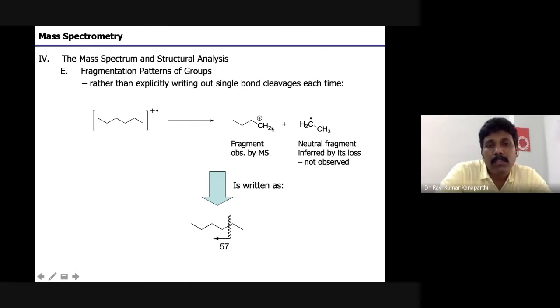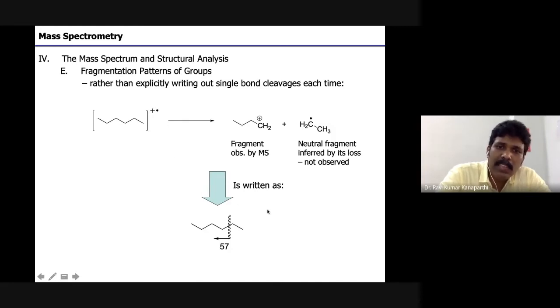So this is the way of representing fragmentation. Initially, for the molecular cations, since all of these are substituted compounds, you cannot show exactly where the positive charge is. But of course, if there is a heteroatom or a double bond, then these have to be shown precisely on the double bonds and heteroatom. But in this case, you can't show it.